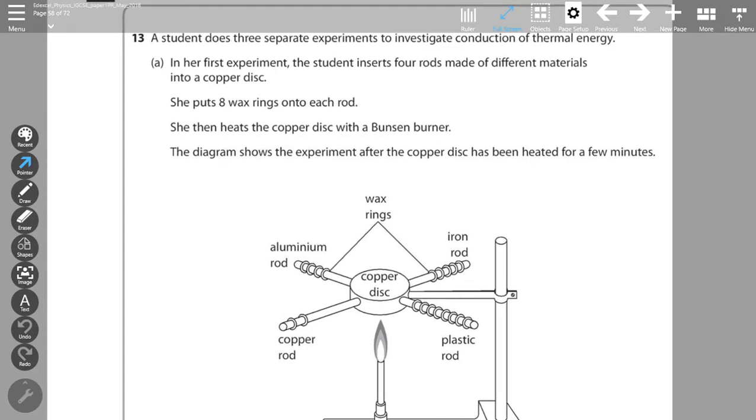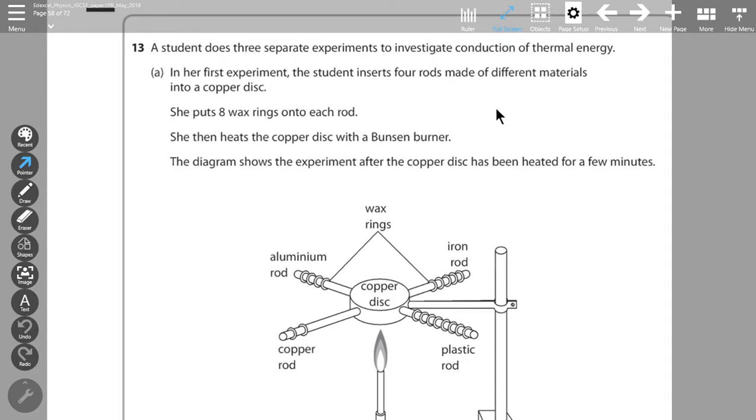Question 13. A student does 3 separate experiments to investigate conduction of thermal energy. In her first experiment, the student inserts 4 rods made of different materials into a copper disc. She puts 8 wax rings onto each rod. She then heats the copper disc with the Bunsen burner. The diagram shows the experiment after heating.